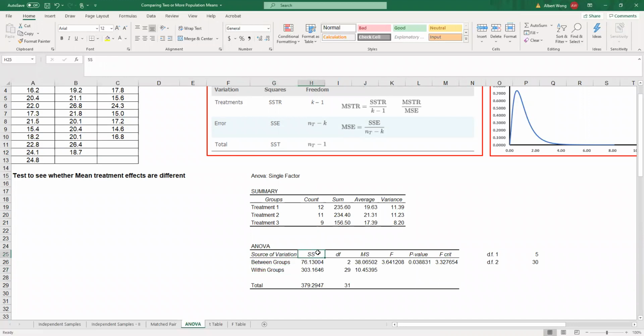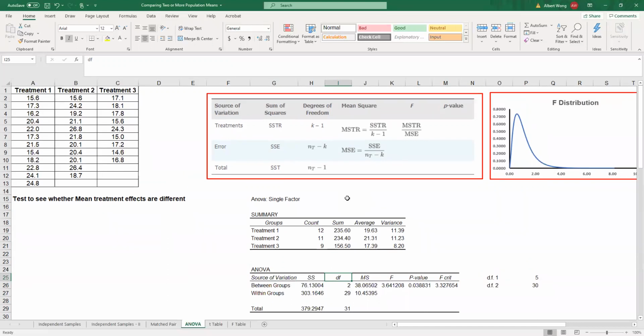The second column is called the sum of squares. This is basically the deviation between the individual observations and the group means, or the group means and the overall mean. So this is a kind of measure of the two variabilities. In order for us to do that, you have to calculate this sum of squares. You have to calculate the degrees of freedom. So there are two degrees of freedom you have to know.